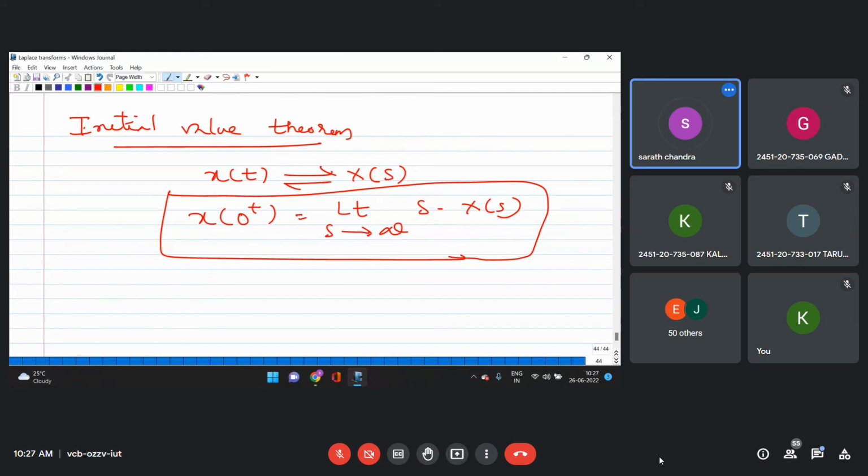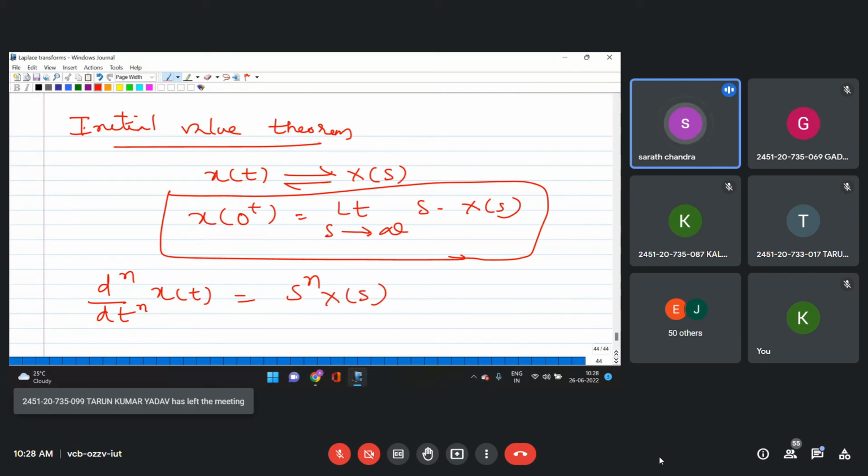Clear? Right? So this is the property. To prove this, we have to consider the property of differentiation in time. So differentiation in time is d by dt of x of t. Let me go with multiple number of differentiations. Then this is equal to what? s^n into X of s, right?